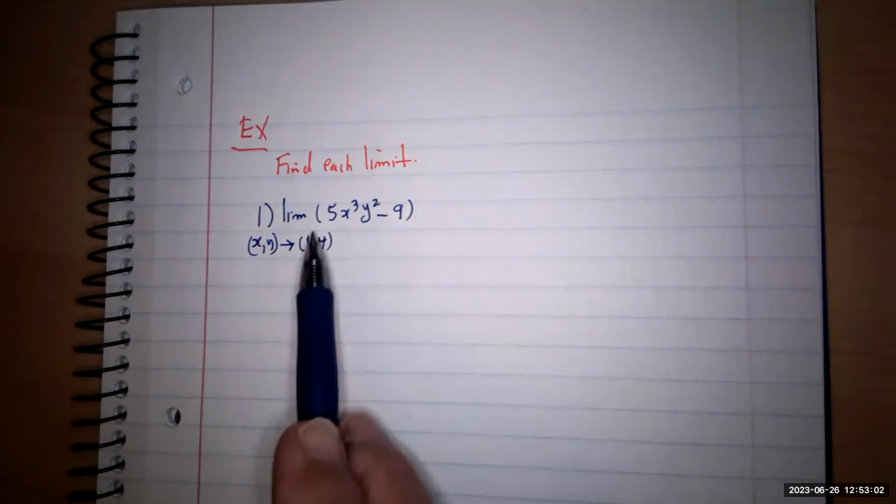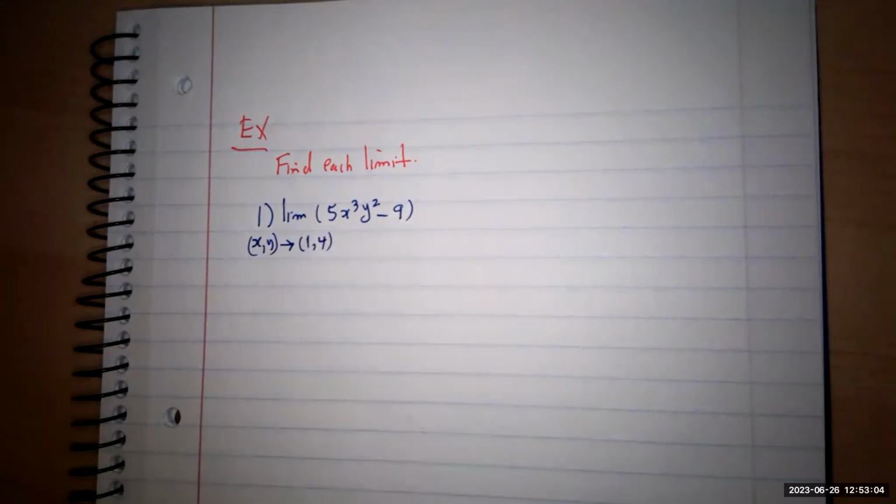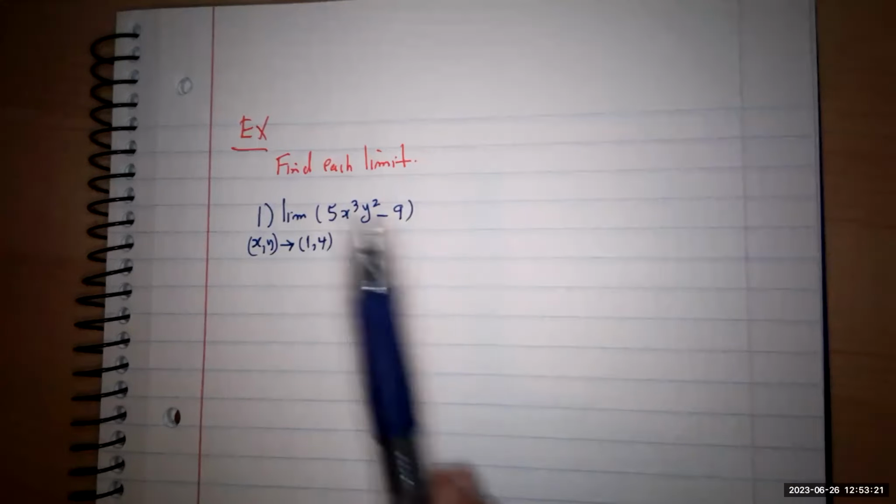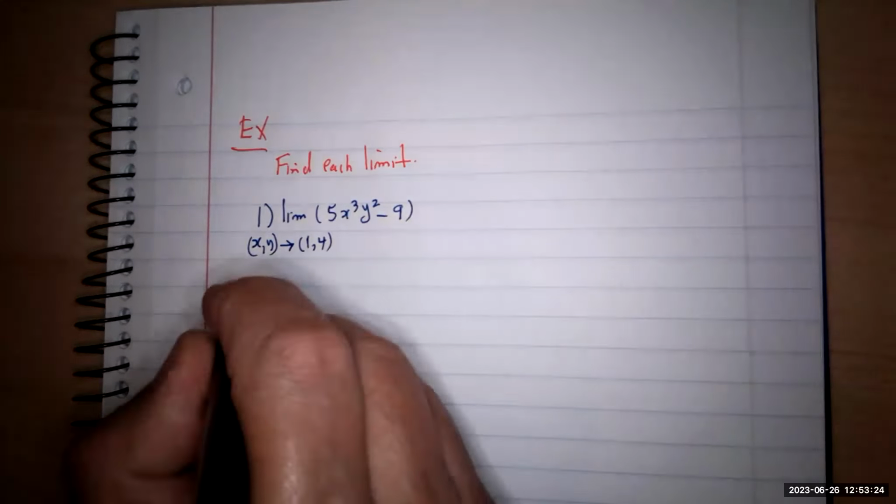You know that this is a polynomial function. It's a polynomial in two variables. And as we did in calculus 1, if you want to find the limit of a polynomial, use direct substitution. You replace x by 1, y by 4, simplify it, you're done. That's it. Solution.